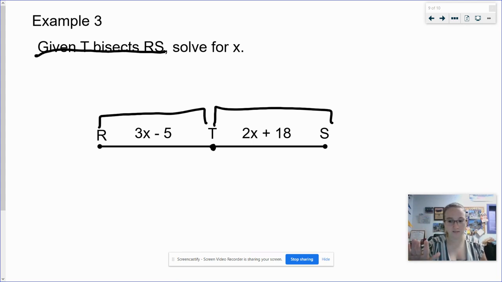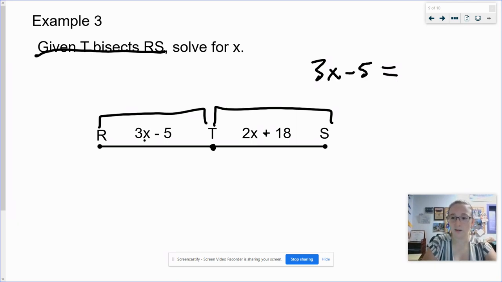I'm going to go ahead and pause the video. I want you to write the setup and give it a shot, and then we're going to come back. So all you need to do is write the setup. Okay, I said there's our 2 equal pieces. So this piece equals this piece. There's your setup, and then you solve.